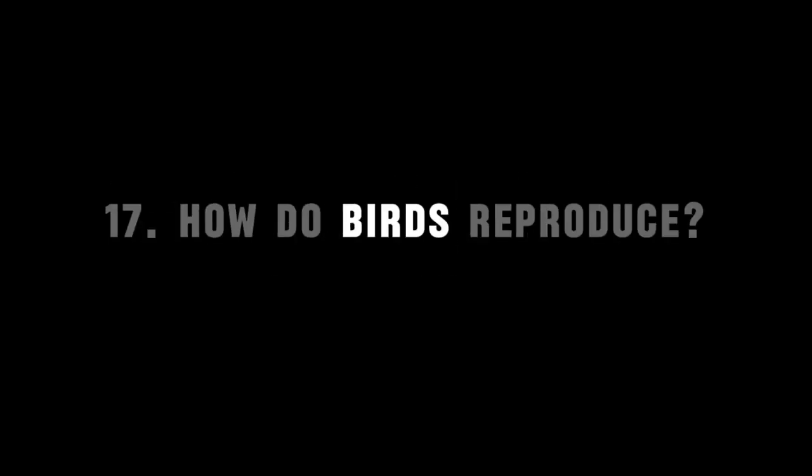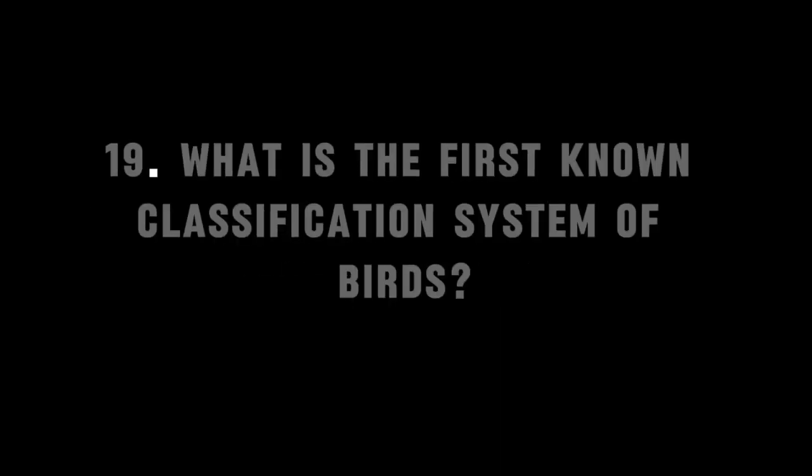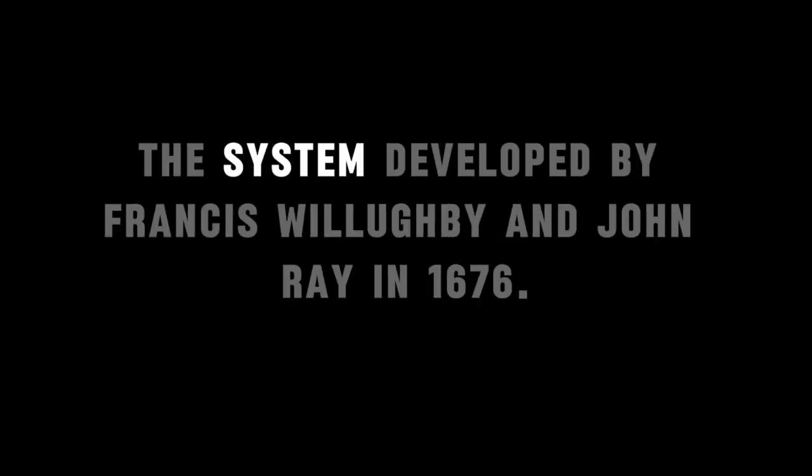17. How do birds reproduce? By laying eggs that are fertilized through sexual reproduction. 18. What is guano? Bird excrement harvested for use as fertilizer. 19. What is the first known classification system of birds? The system developed by Francis Willoughby and John Ray in 1676.